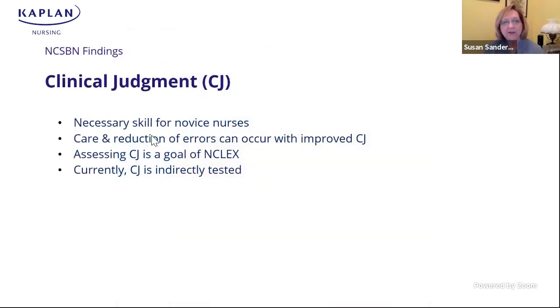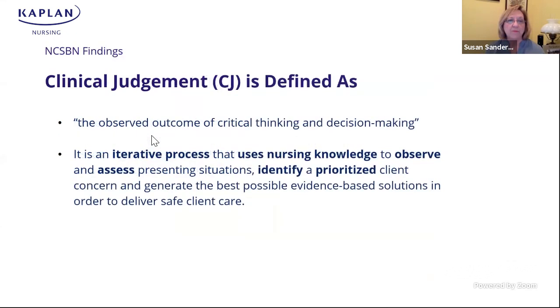So the other things that National Council found for sure is that clinical judgment is a necessary skill for novice nurses. Errors can be reduced and care can be improved with clinical judgment. Assessing the clinical judgment is a goal for NCLEX, and currently that clinical judgment is indirectly tested. And here is the National Council definition of clinical judgment. You certainly can read that. The highlighted words, it is iterative. It uses nursing knowledge to observe and assess and identify a prioritized client concern. So it's the observed outcome of critical thinking and decision making.